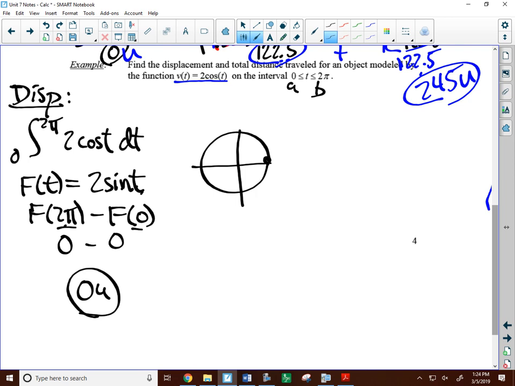Again, disclaimer, not always 0. I like these two examples, it's just the displacement ends up being 0. Okay, so let's do distance. I gotta break it up. I need to set the velocity function equal to 0 to find the x-intercepts for velocity. That'll tell me how to break it down. Let's see, so I'm gonna set 2 cosine t equal to 0.